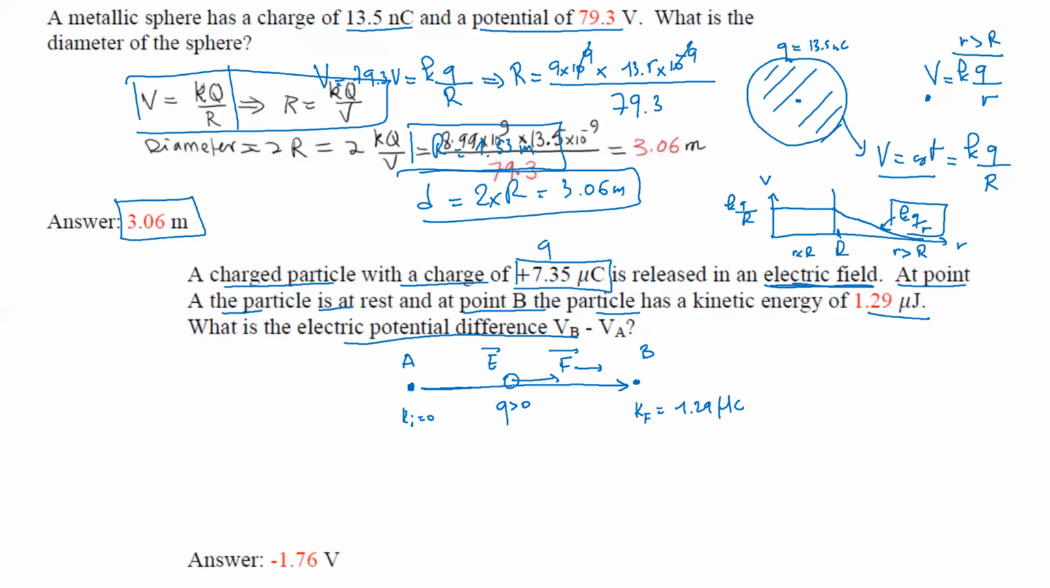Now, I know that if the electric field is pointing in this direction, I'm pointing towards the lower potential. So basically, VA is larger than VB, because the electric field is pointing towards lower potential. So VB minus VA should be negative, and we will see that it's negative. But that's not the point. Let's calculate VB minus VA. I don't want the sign, I want the value.